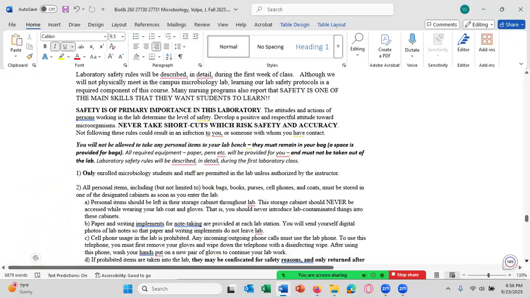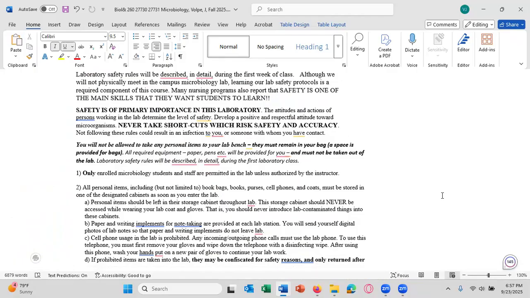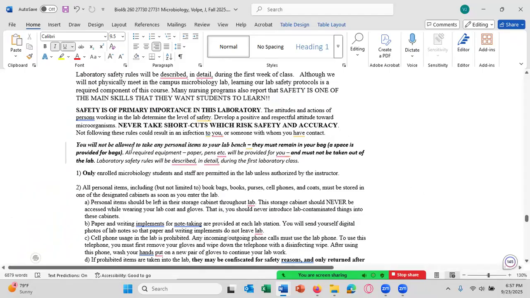Safety rules. Safety is one of the main skills that your employer will want you to learn in microbiology. We're not going to be physically meeting in the microbiology lab, so your learning will all be online. Safety is of primary importance in a microbiology lab. Never take shortcuts which risk safety and accuracy. You can read about not following the rules because you won't really do it because you'll be online.